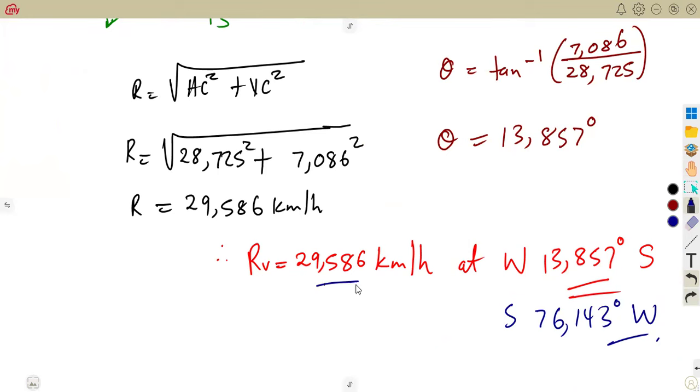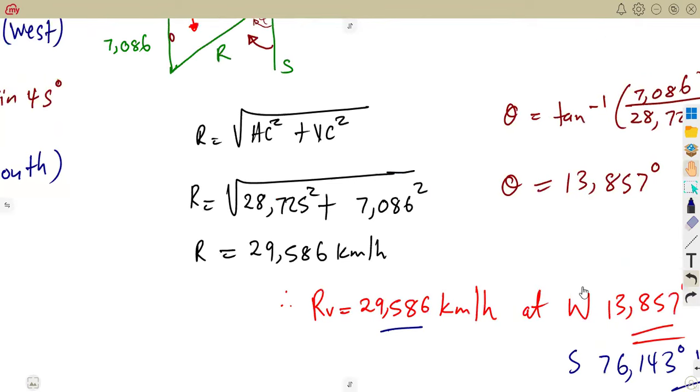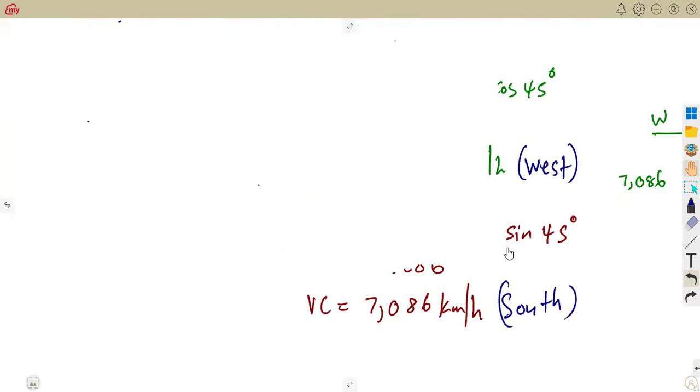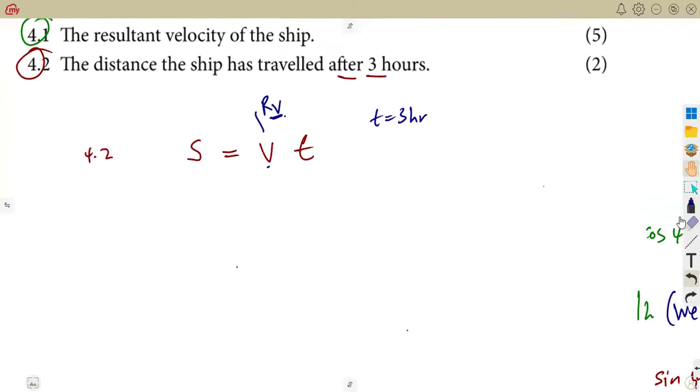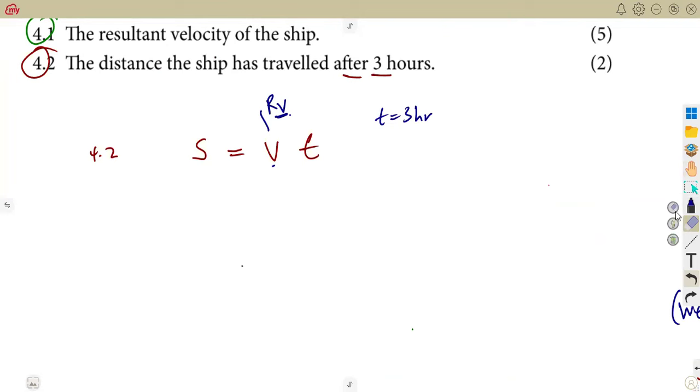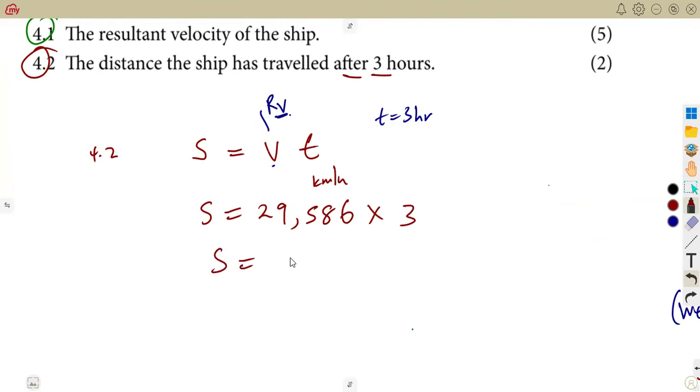So this is your resultant velocity, guys, which is what? 29.856, all right? So this is the case. So we're just gonna multiply, because we have a lot of information there. So remember, it was 29.856 kilometers per hour. So you must use the time in what? In hours. So our time in hours is what? 3. So you're going to multiply by 3 here. So that's our S, which was going to be 88,758 kilometers. That's our distance.